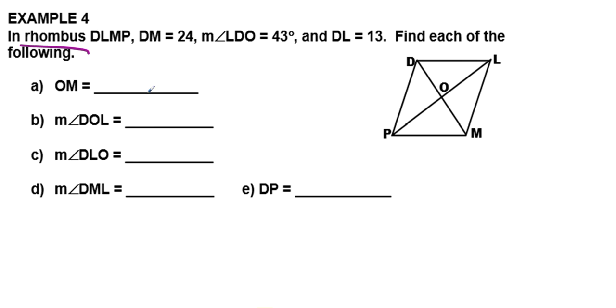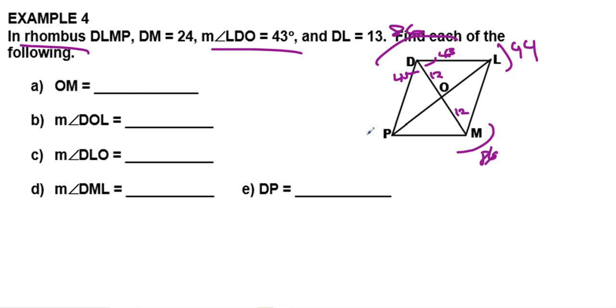Okay, another rhombus. DM is 24. So we know from a parallelogram these bisect, so that's 12, and that's 12. All right. LDO is 43. If that's 43, this is 43, and the whole thing is 86. If that's 86, this is 86. If this is 86, this is going to be 94 because they add up to 180.